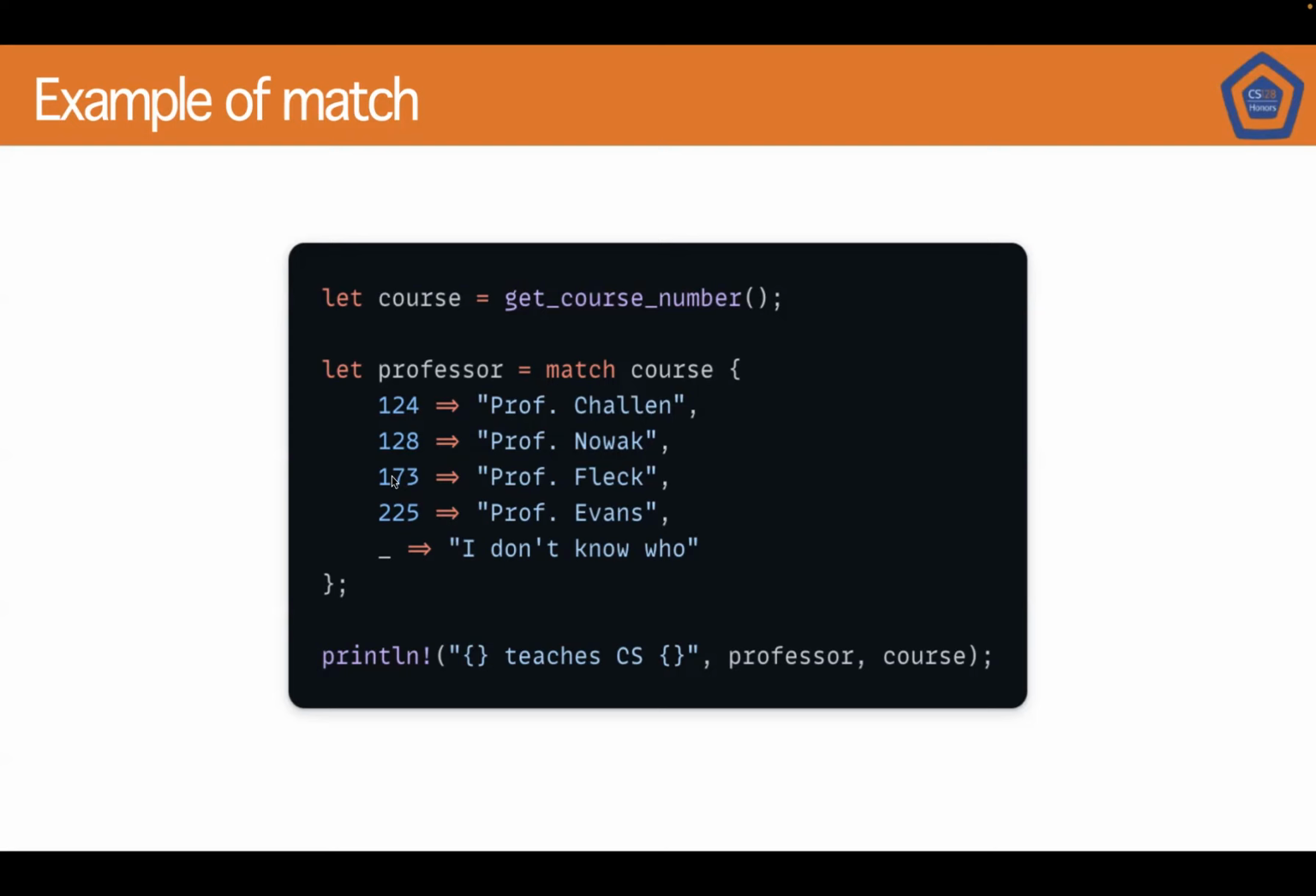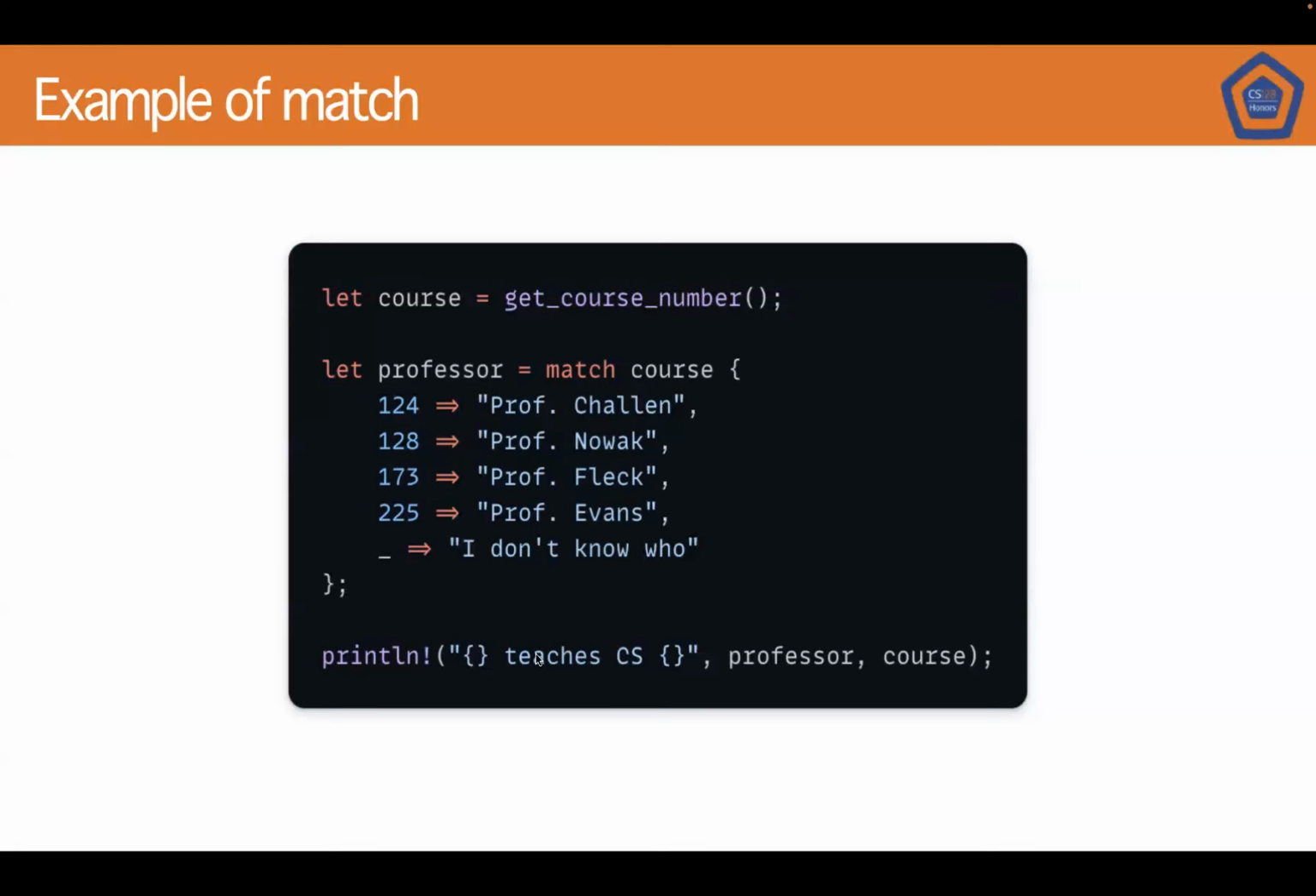So since this matches, the code associated with this arm in the match statement, so the code on the right-hand side of the arrow in the arm, will get executed. For this example, since the code is simply a string slice, the string slice will be returned for the entire match statement or expression, and we'll bind that return value to the professor variable. And then that'll be used down here to print the string.